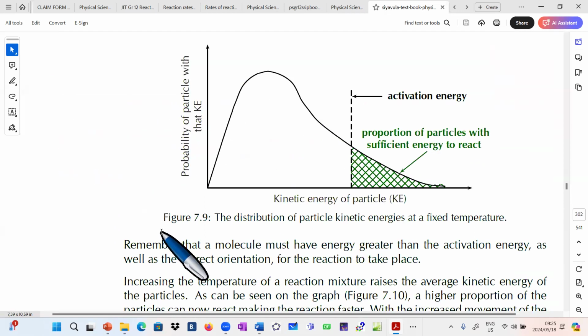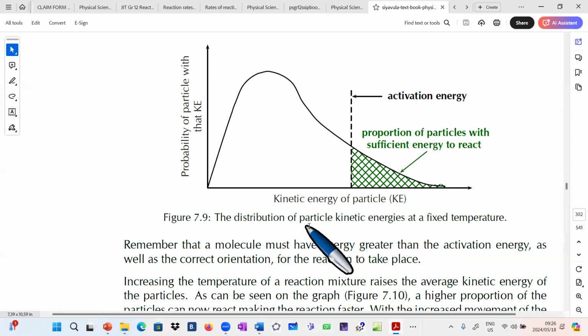So, probability of a particle with that kinetic energy. Now let's look at activation energy: the proportion of particles with sufficient energy to react. Here's the kinetic energy of the particle, and this is the energy axis. The activation energy here is the minimum energy required for a reaction to take place.